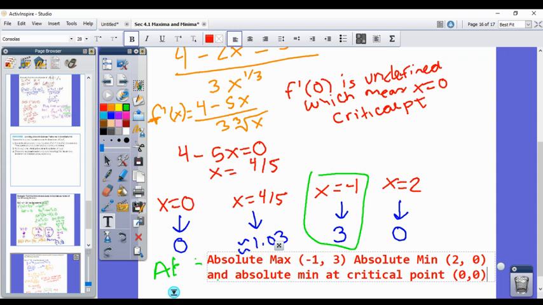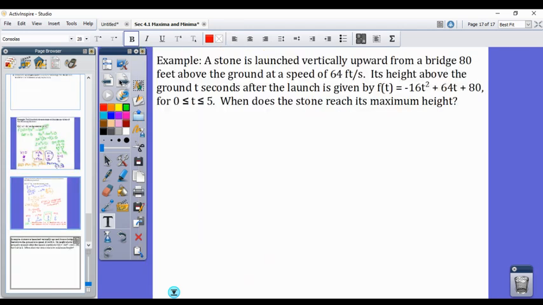One more example. So I hope my pen will work for the last example. We are launching a stone vertically upward from a bridge 80 feet above the ground at a speed of 64 feet per second. If its height above the ground t seconds after the launch is given by the function f of t equals negative 16 t squared plus 64 t plus 80, for the interval 0 to 5, when does the stone reach the maximum height?